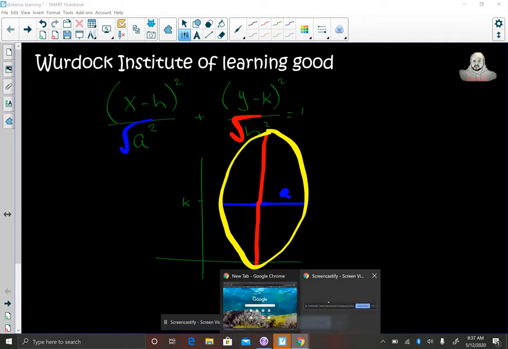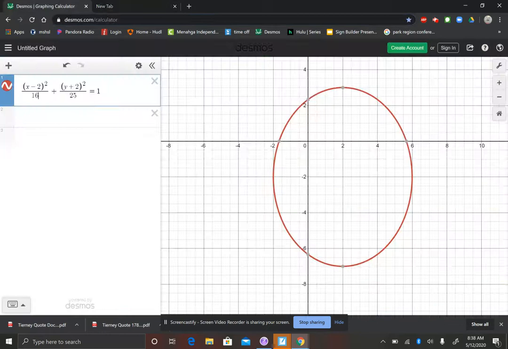So now let's check out Desmos here for a minute. Here's a function in which, because it says x minus 2, it got moved 2 to the right, and because it says y plus 2, it got moved 2 units down. So the point 2 comma -2 is the center. Because there's a 16 under the x value, that means your horizontal radius is 4. And because of that 25, your vertical radius is 5.